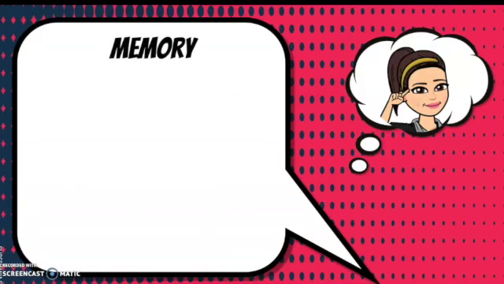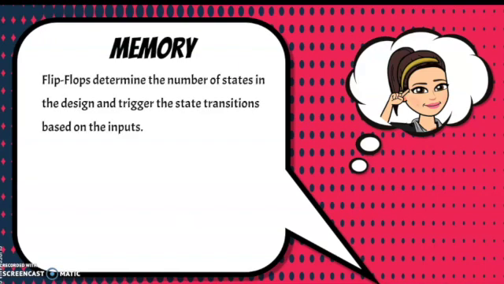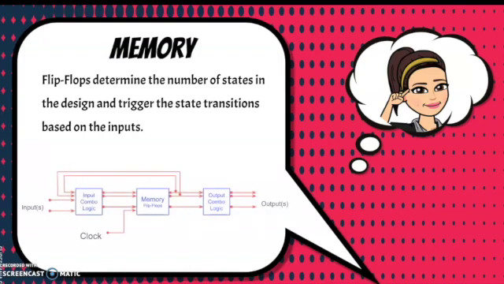So what is this memory that we keep mentioning? Flip-flops determine the number of states in the design and trigger the state transitions based upon the inputs. Now, when we talk about a state, that means the value that we're trying to have in that moment. And then in the design, we have to trigger the state to move from one state to another. So, again, in that block diagram, we have the inputs that come in, and the flip-flops are really what control this to make sure that we have the correct output at the end of the block.